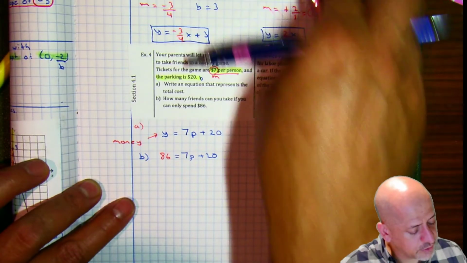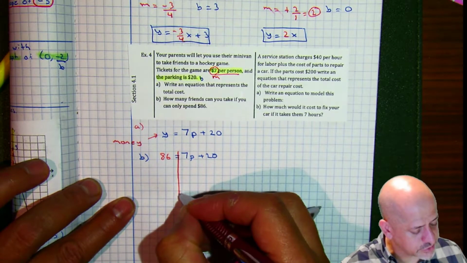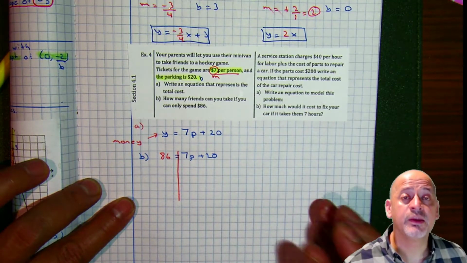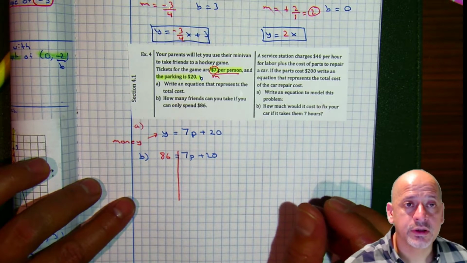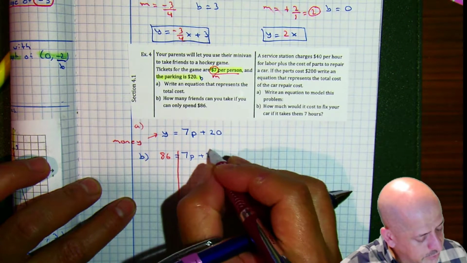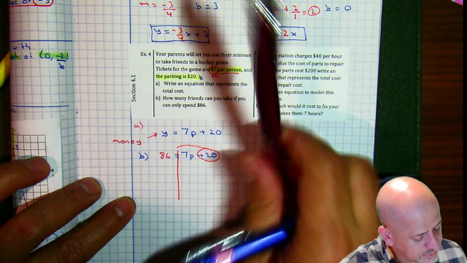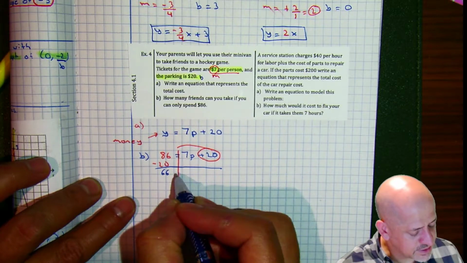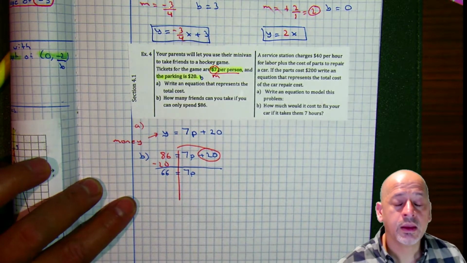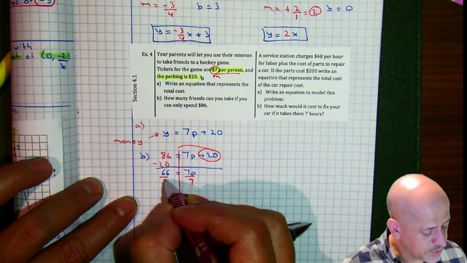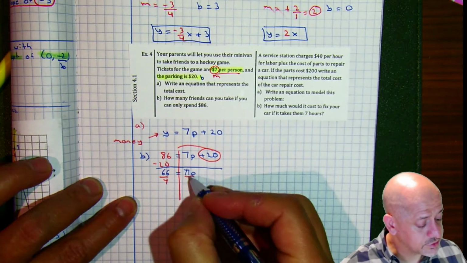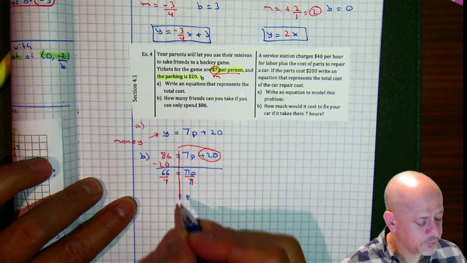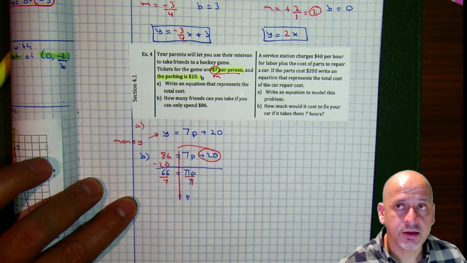So now I can solve it the same way that we've been solving equations. So how can I leave the P by itself? That is the question. So I'm going to move my 20 to the left. You can say negative 20, or you can do minus 20 on both sides. That gives me 66 equals 7P. And now I'm going to divide by 7. My 7 cancels. And now I have P equals 66 divided by 7.